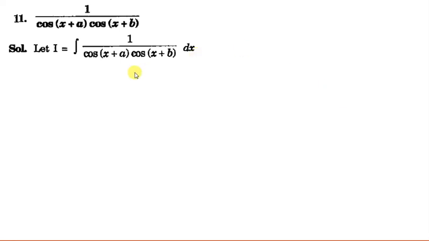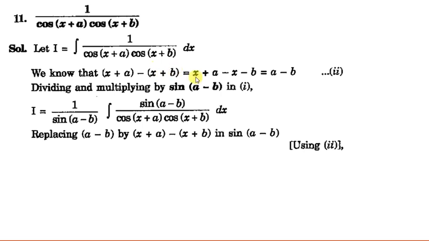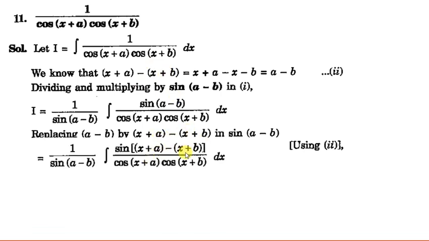Next is integrate 1 upon cos(x plus a) cos(x plus b). Here x plus a minus x plus b is equal to a minus b. So we will multiply it with sine(a minus b) in the numerator as well as denominator. Then a minus b is replaced by x plus a minus x plus b, and after that apply the identity sine(a minus b).